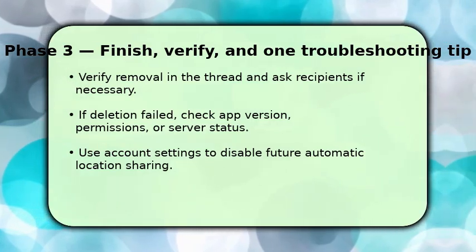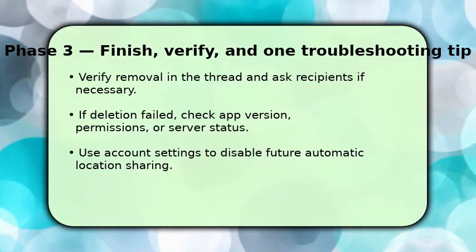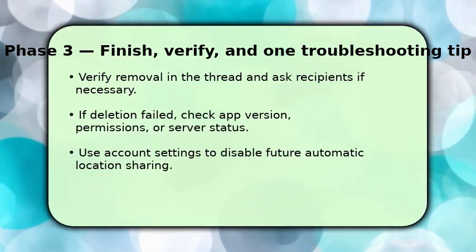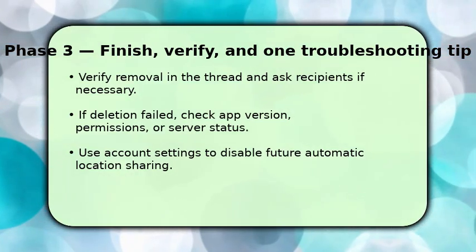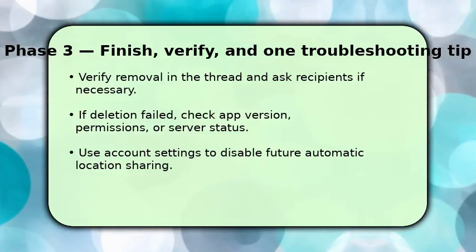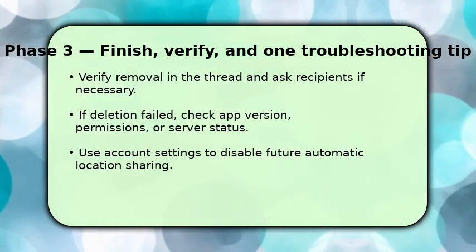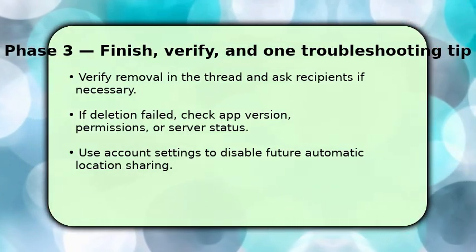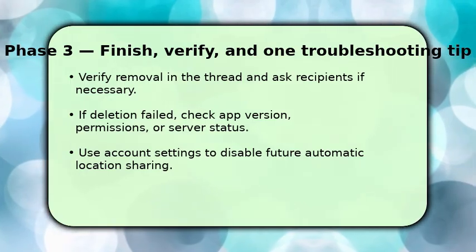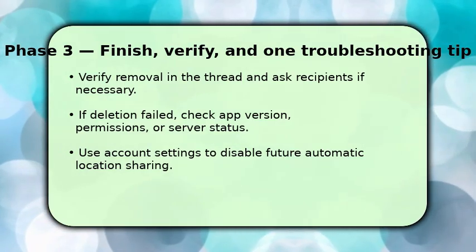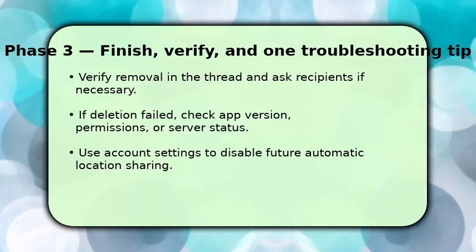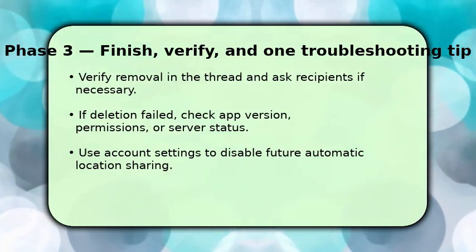If you hit an error, update the app, confirm permissions, and check network connectivity. These fixes are often why deletions fail. Once done, consider turning off location sharing in app settings to prevent repeat incidents and tell recipients if something was accidental. If problems persist, contact app support with the message timestamp and a brief description.